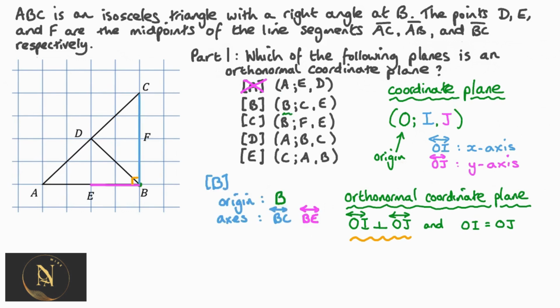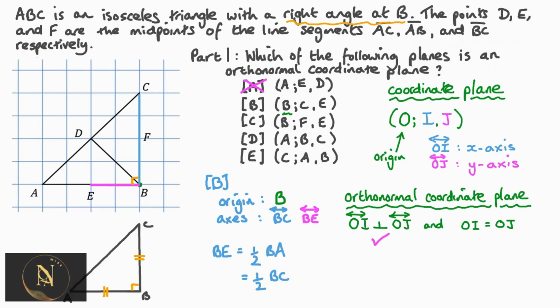In option B, B is the origin, and the axes are BC and BE. And since our triangle ABC has a right angle at B, then the 2 axes BC and BE are indeed perpendicular. So the first criteria, that's the perpendicularity criteria, is satisfied for option B. Since our triangle ABC is isosceles, however, the unit lengths BC and BE are not equal. The side lengths BA and BC are equal, however BE is only half of the length of BA, and that is half of the length of BC. And since our unit lengths are not equal, we can eliminate option B.